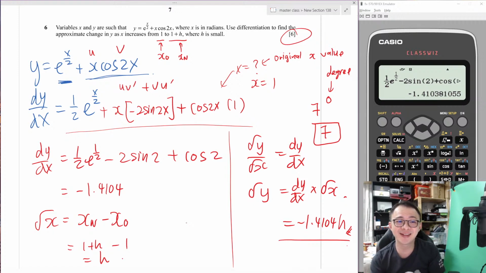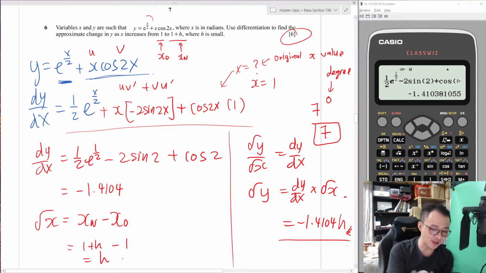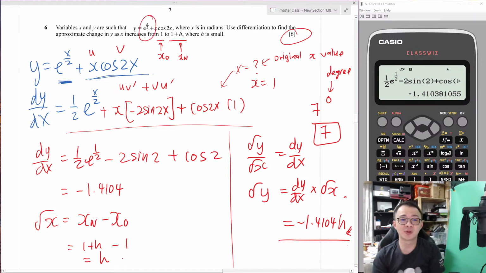Let's see, is there anything? Isn't the exponent pi over 2? Why did you write e^(x/2)? No, this is e^(x/2). So if you want to differentiate already, the power will remain the same.